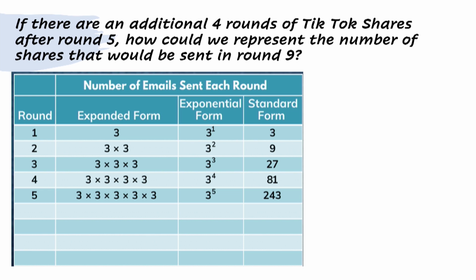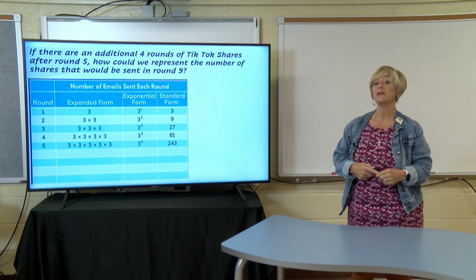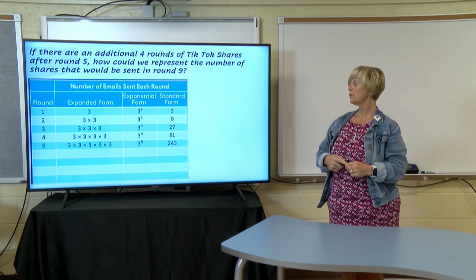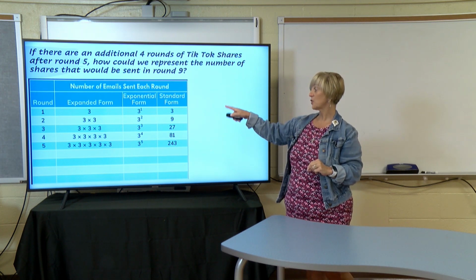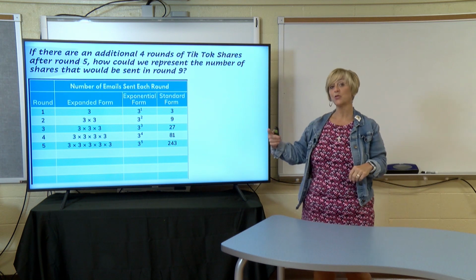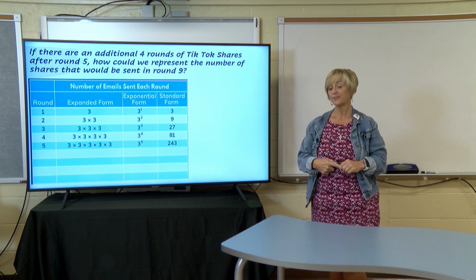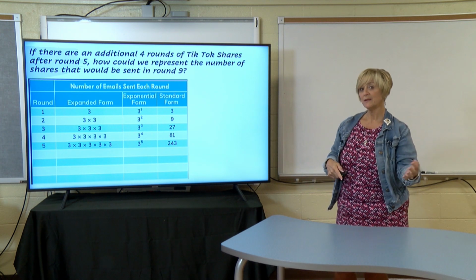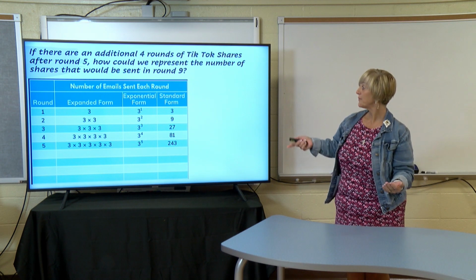So let's see if we can represent all of our table in exponential form. If you look in round 1, you sent it to 3 people. So that's 3 to the first power. In round 2, they sent it to 3 more people. So that was 3 to the second power. In round 3, in round 4, and in round 5. Are you seeing a pattern?